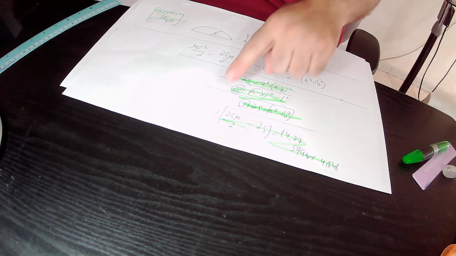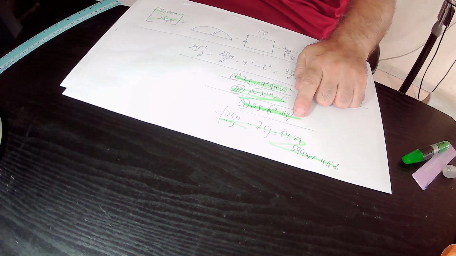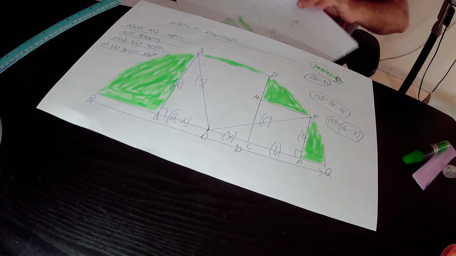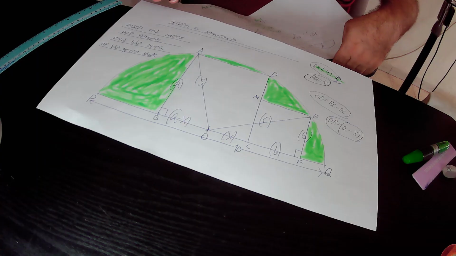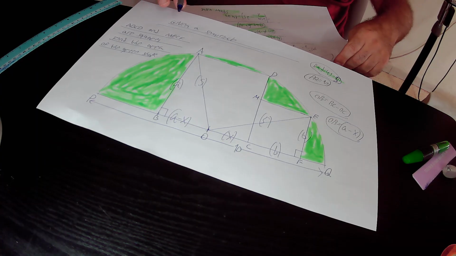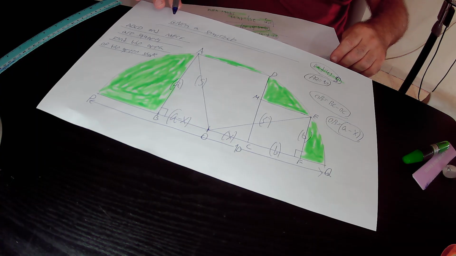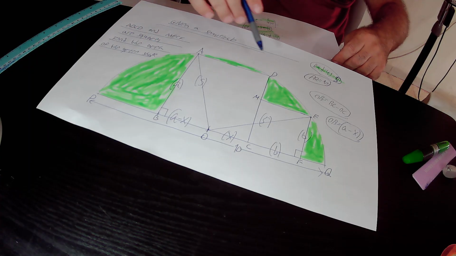In terms of numbers, the value of this expression is 14.27 square units. To repeat, the area of this green shape, the area we are looking for in this question, is equal to 25 pi over 2 minus 25 square units. In terms of numbers, the area of this green shape is equal to 14.27 square units.